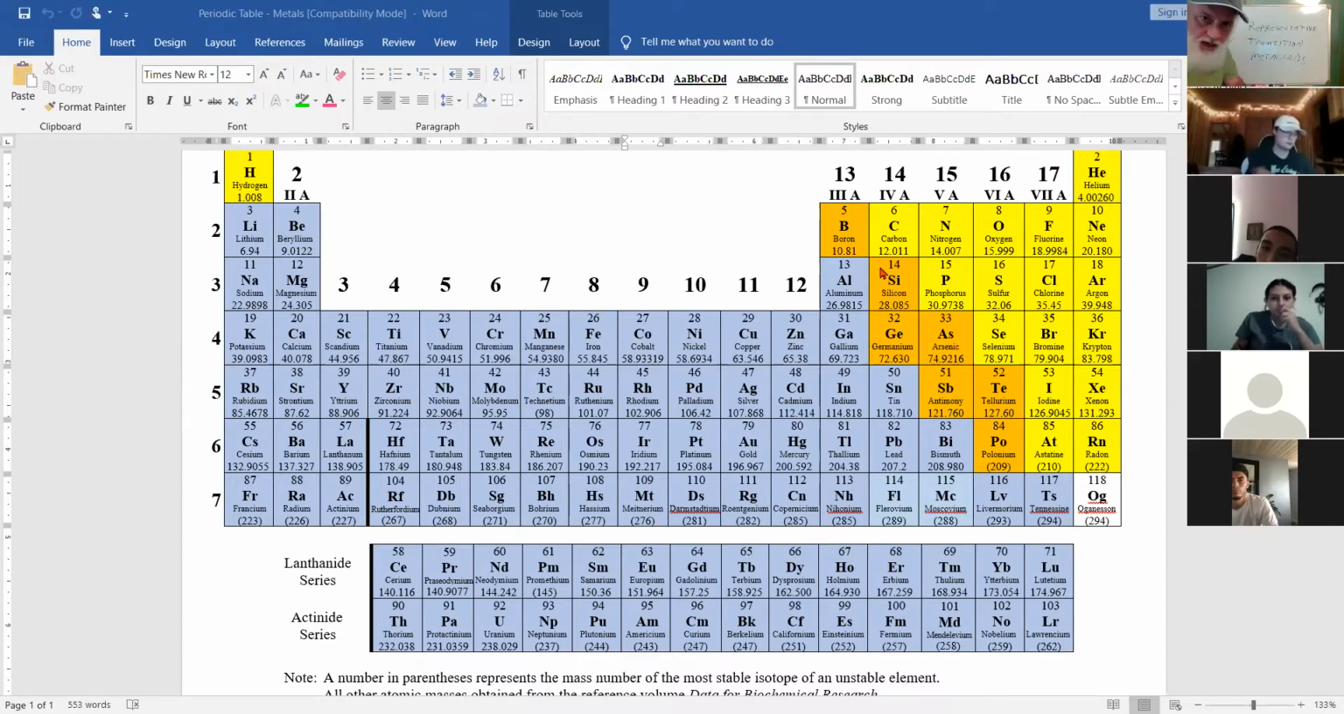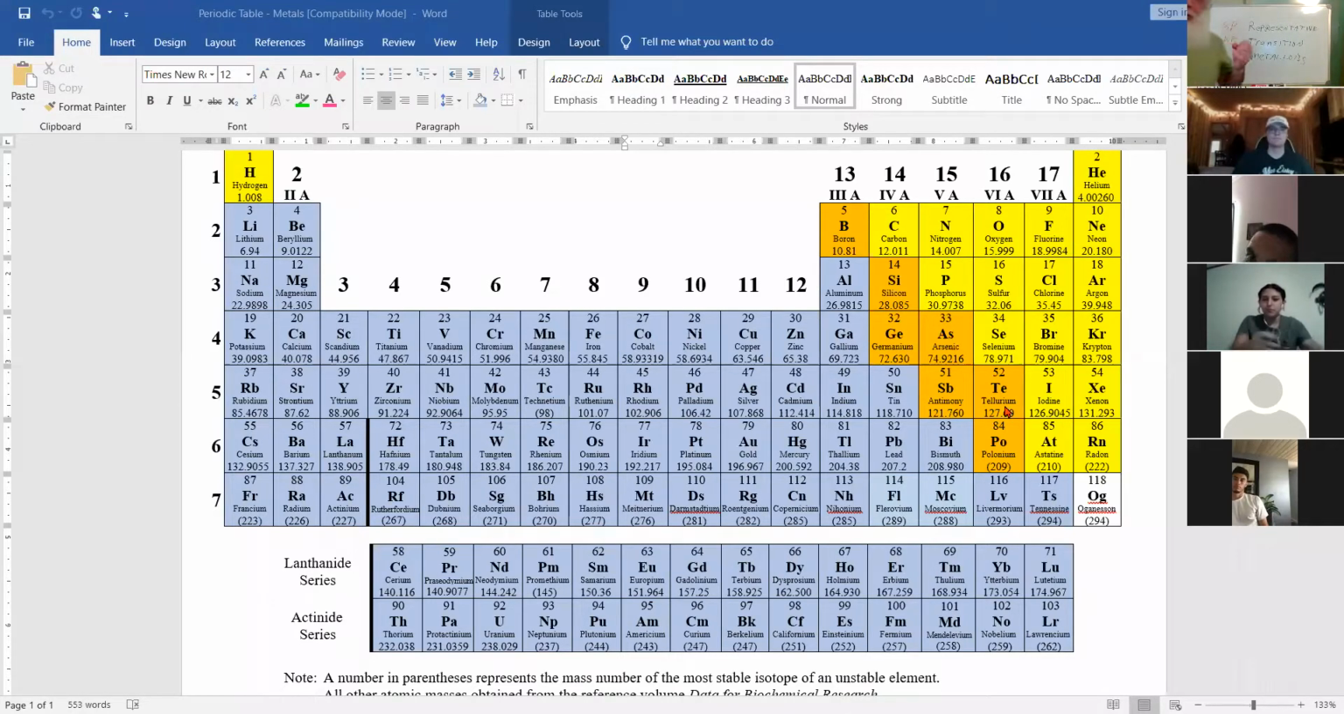Again, if you draw this line from the lower right-hand corner of boron down to the upper right-hand corner of polonium, whatever lies on that line is a metalloid. If it's off the line to the left, it's a metal, except for hydrogen, the very first element. If it's to the right of that line, it's a non-metal. Any questions so far?